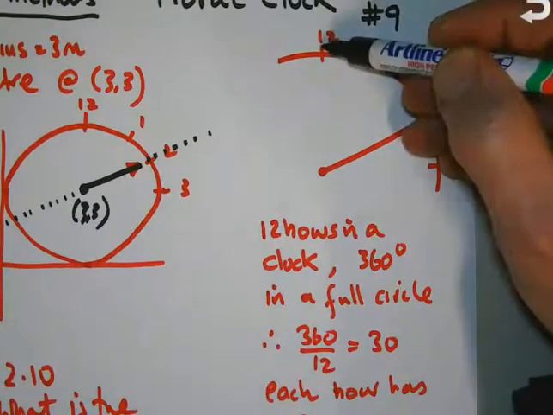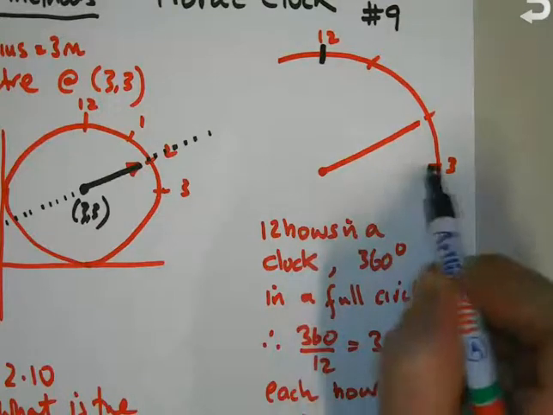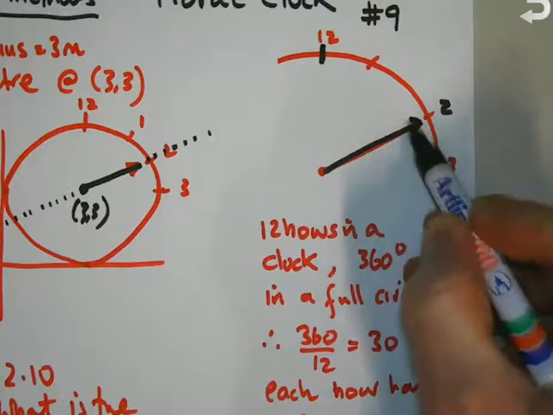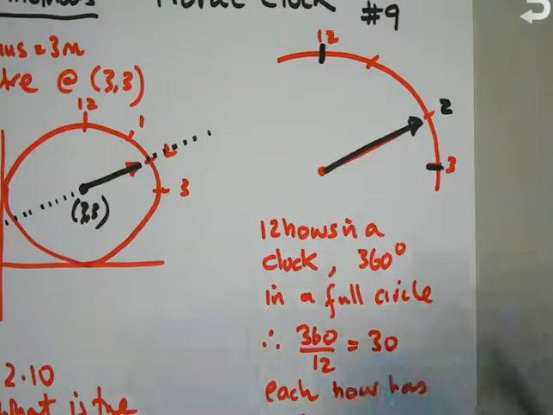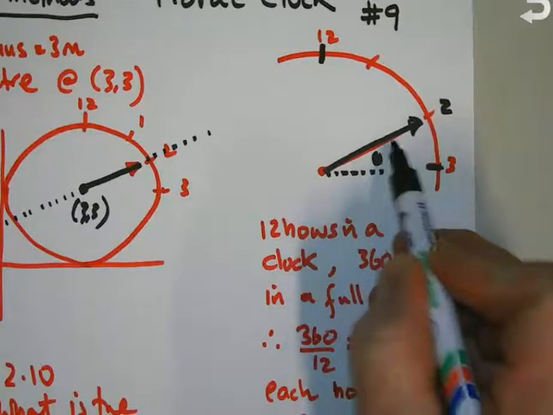If it was o'clock, it would be at 12. If it was a quarter past, it would be at 3. But at 10 past, it's at 2, pointing towards 2. I'm interested in the size of that angle.